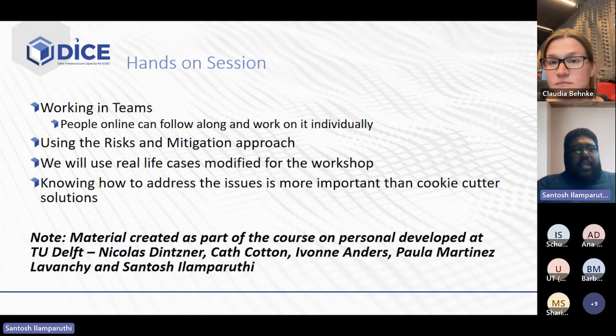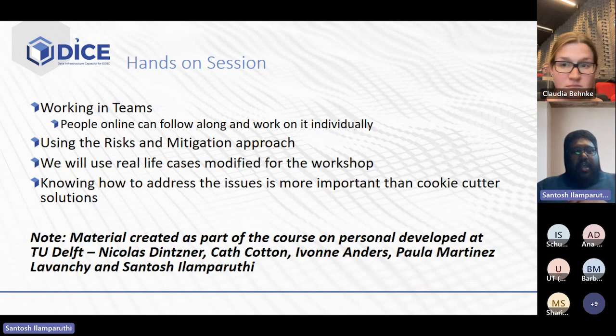We'll be using the risk and mitigations approach to address the case studies we'll be looking at, and we'll be using real life cases that data stewards like myself and my colleagues at TU Delft have faced. We'll be modifying them to protect identities and not disclose all the details, to protect their privacy, but also general safety.